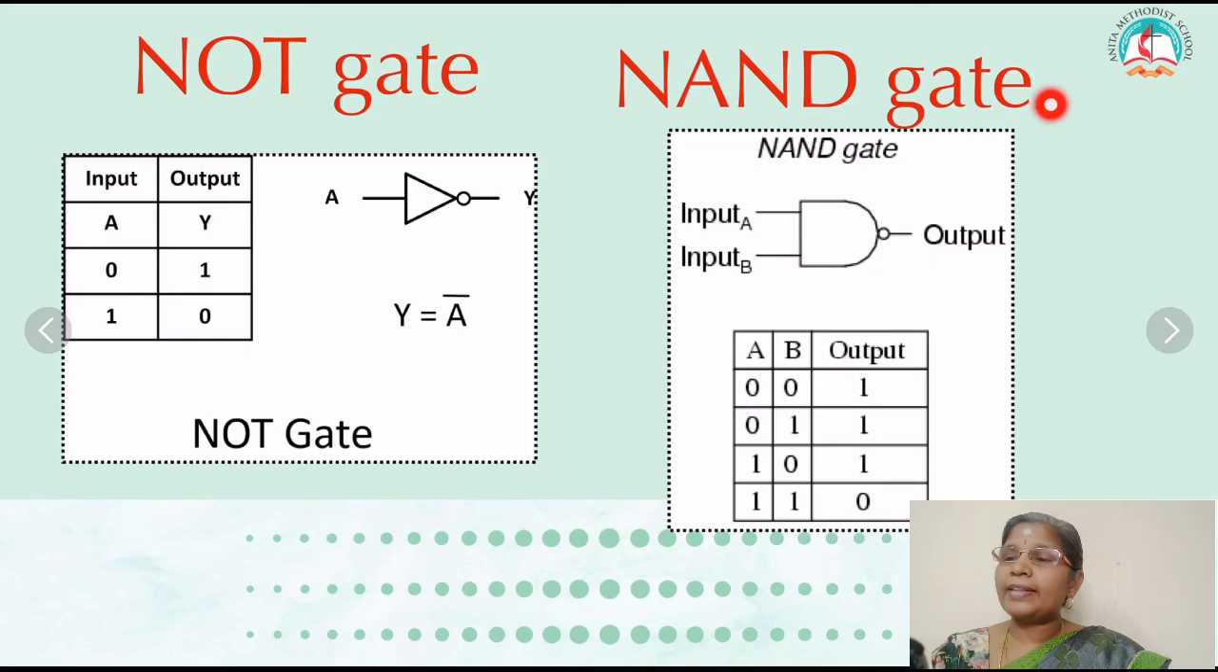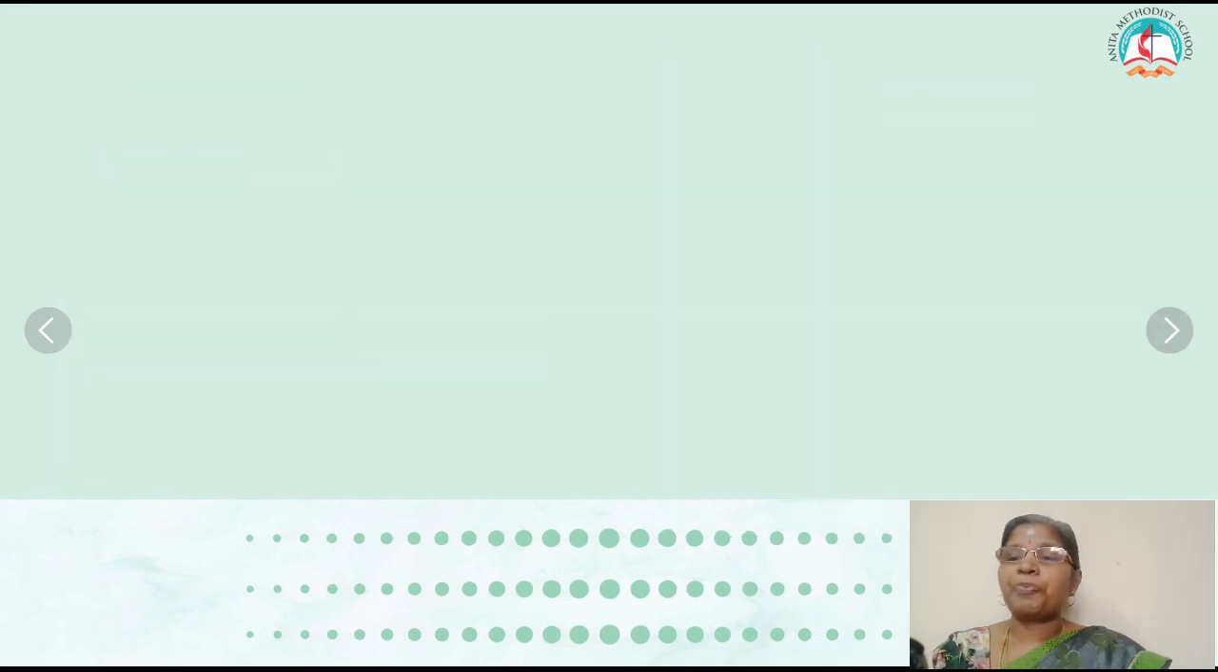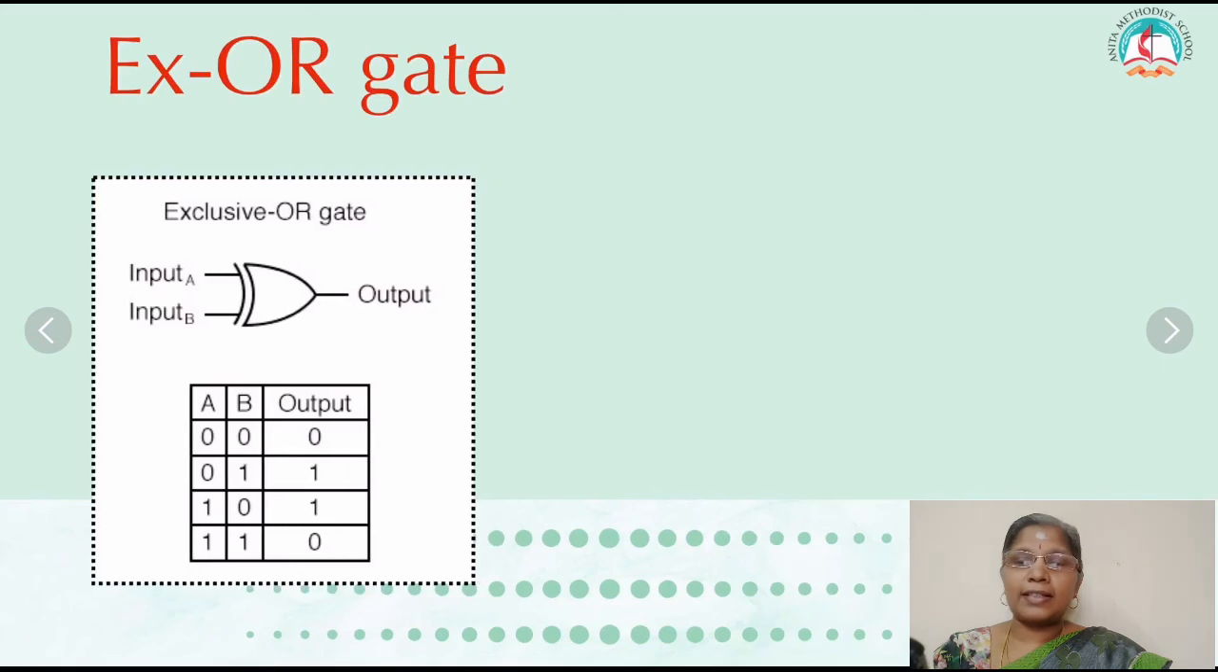The next is NAND gate. What is NAND gate? This is the symbol for NAND gate. You see 0 0, you will get the 1, high output voltage. If both the inputs are 0 or any one input is 0, you will get the high output voltage. If both the inputs are 1 means the output value is equal to 0. This is NAND gate.